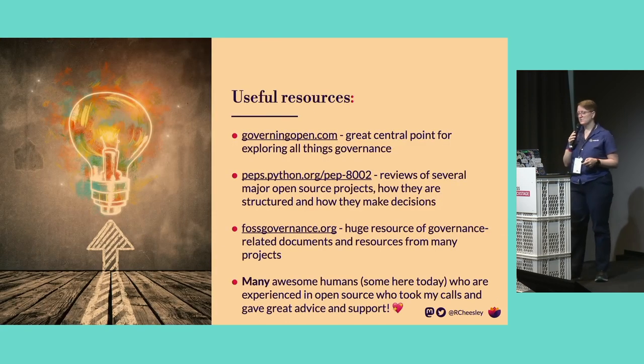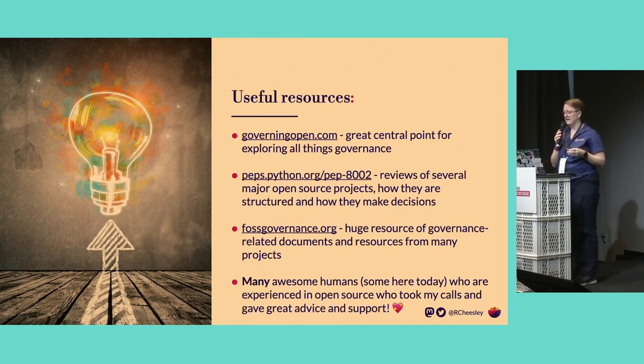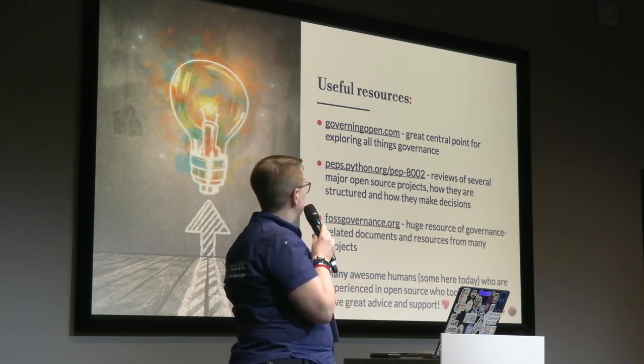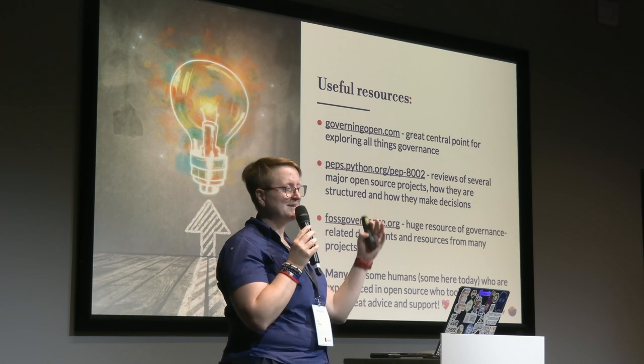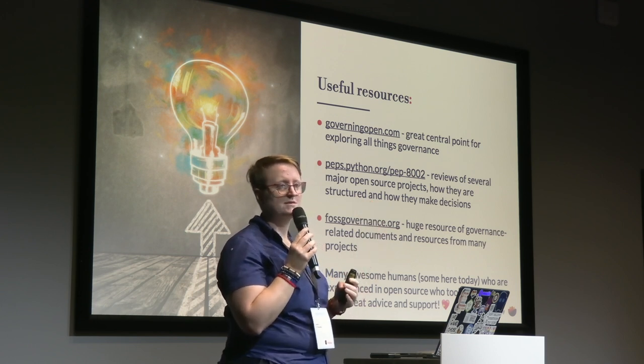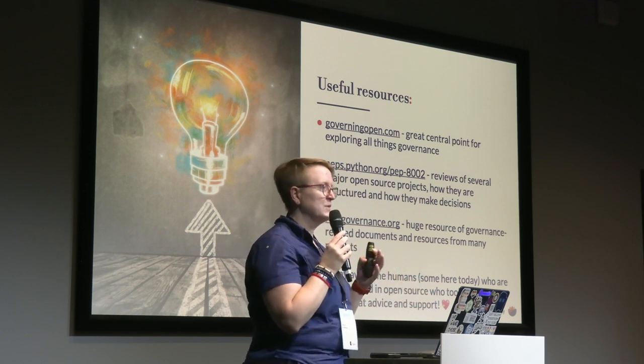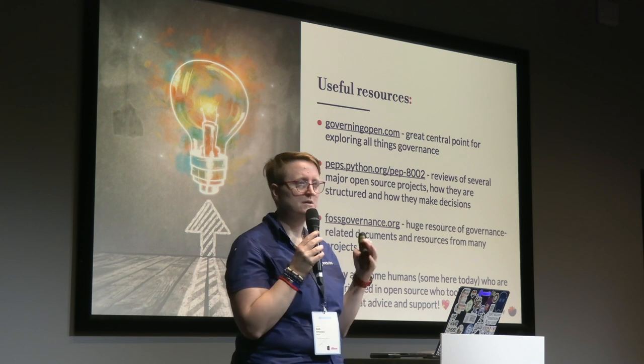So some of the useful resources that I came across in this process are listed here, and they're also on my website, so the speaking website, so if you want to find them later, you can find them there. Governing Open is a really great place to start if you're kind of new to governance or you're having to take on a project like this and you're not really sure what you don't know. It's a really great landing place. This PEP from the Python organization, 8002, has got extensive in-depth reviews of governance from lots of different open source projects. What was good, what was bad, what was ugly, how they changed models, things like that. So that was also a really good stepping off point.